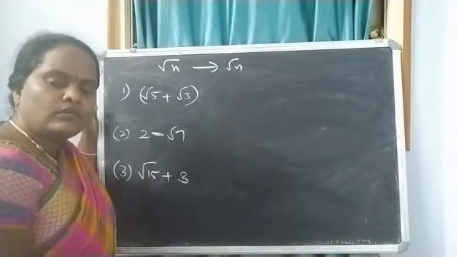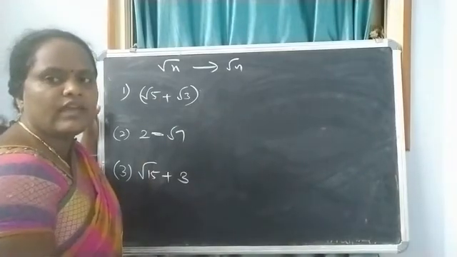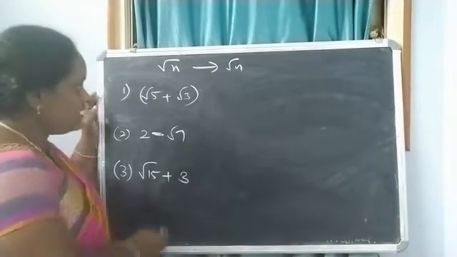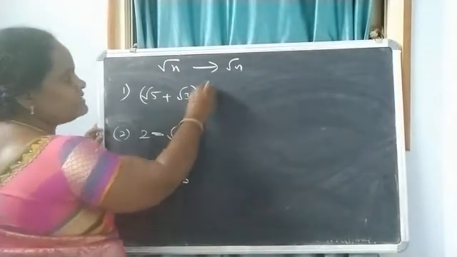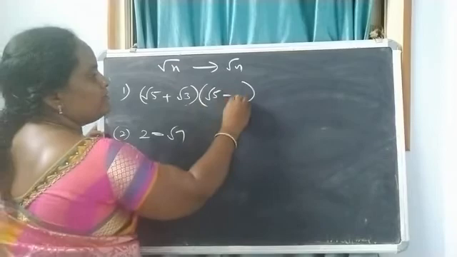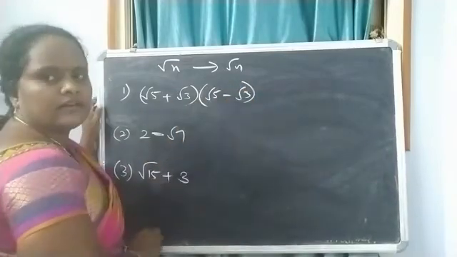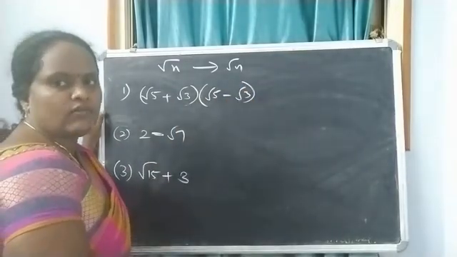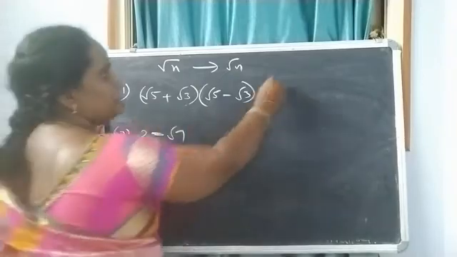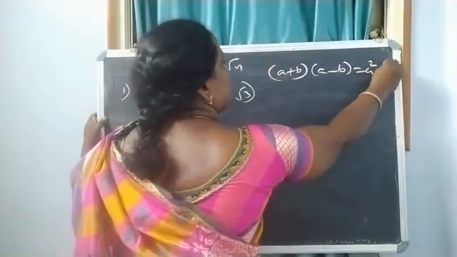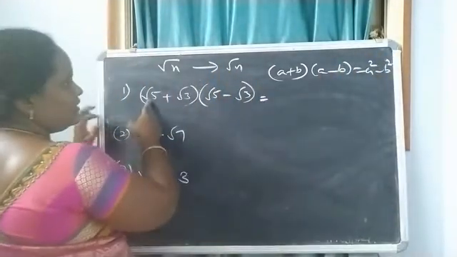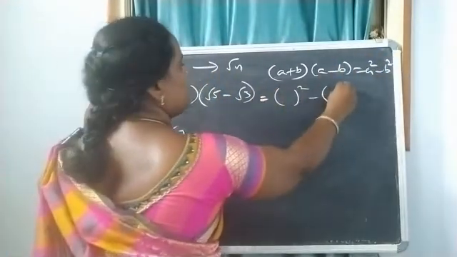If you go back to the last video, there we have used a plus b into a minus b. In the same way, root 5 plus root 3 is a plus b. So what is a minus b? That is root 5 minus root 3. Just change the sign. Let us multiply and check what we will get. This is a plus b into a minus b, which is a square minus b square. So this can be written as a square minus b square.